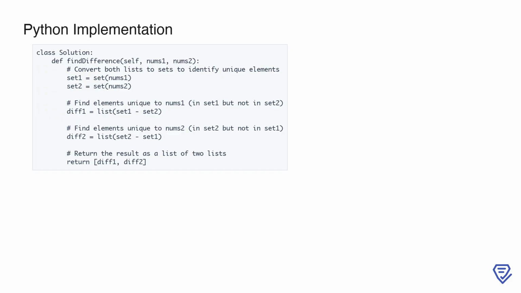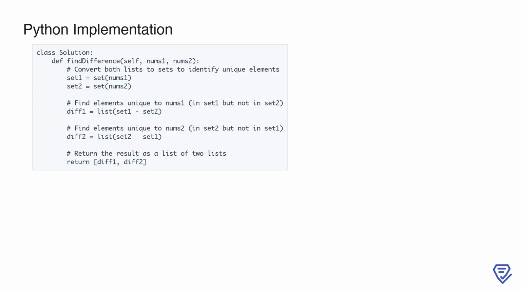This Python solution efficiently solves the problem by utilizing sets to find the differences between two arrays. The findDifference function is implemented within the Solution class. First, the two input arrays nums1 and nums2 are converted into sets, set1 and set2. This ensures that all elements are unique, which automatically eliminates any duplicates from the arrays. This step is crucial as the problem specifies working with distinct integers.